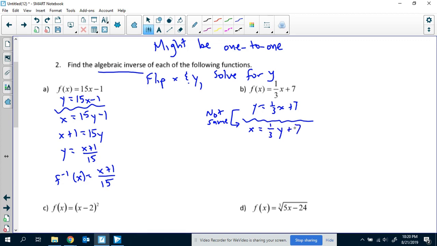So x equals 1/3 y plus 7. I'm going to subtract 7 and then multiply by 3. So I have 3 times x minus 7 equals y, and I can distribute and I get 3x minus 21. So f inverse of x equals 3x minus 21.